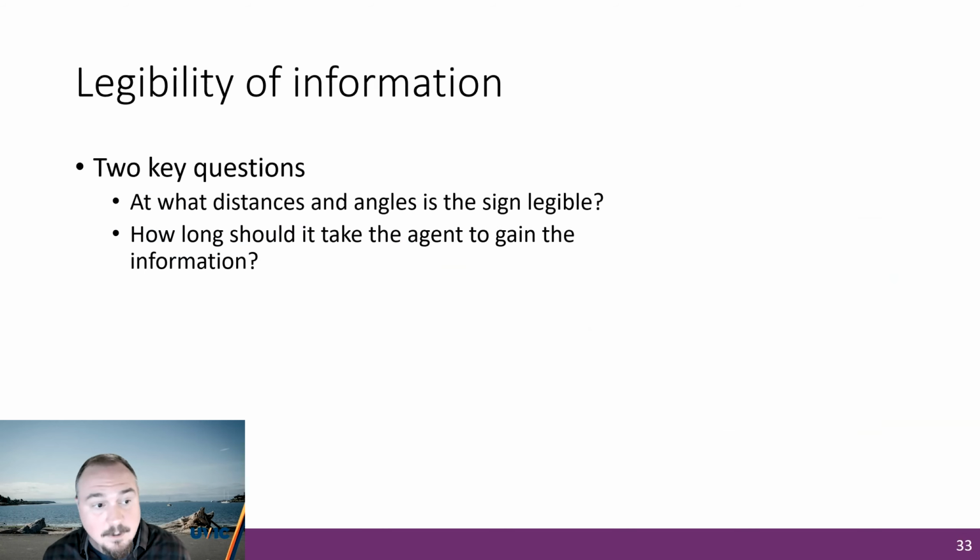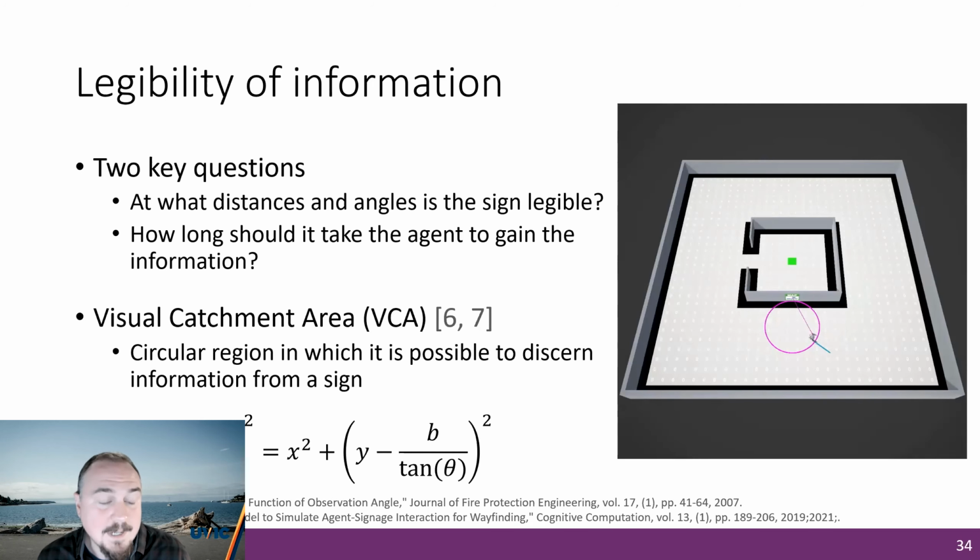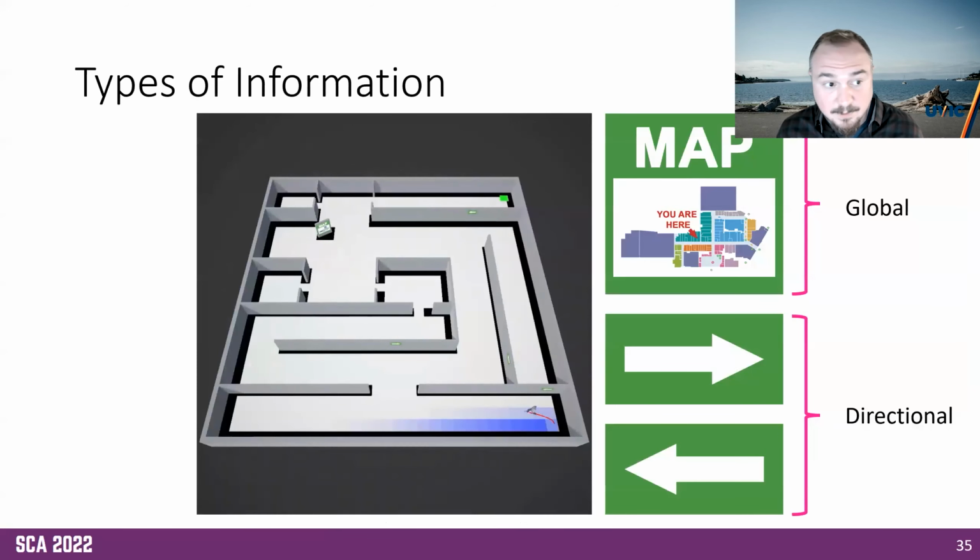To interact with that sign, though, we have to answer a couple of questions, like at what distances and angles the sign is actually legible, and how long it should take to acquire that information. Thankfully, there are a few works that solve that for us. Essentially, based on sign information, like how big it is and how small the smallest legible item is, we can come up with a visual catchment area, an area where we know the sign is readable. Our behavior tree can say, go into that visual catchment area, look at the sign, gather the information you need, and then disperse it into your navigation grids. So we can do this with all kinds of information.